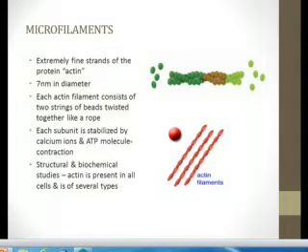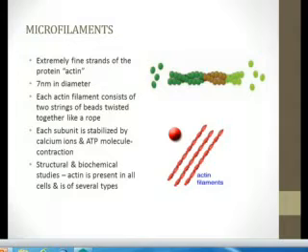Now what are the factors responsible for the formation of these filaments? They are basically the calcium ions and the ATP molecule. In the presence of the calcium ions and the ATP molecules, these actin subunits are joined together to form the filaments, and they are maximally stabilized in the presence of these two things.